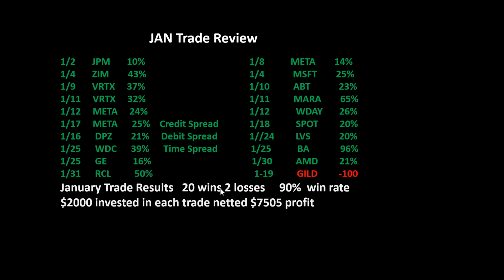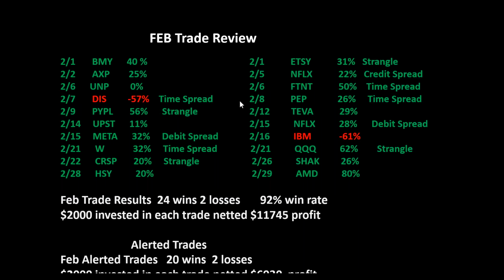We did 22 trades in the room, so not a lot of trades, but enough. 90% win rate. If you did invest $2,000 in each trade, you would have netted $7,500 basically in January following these trades. All right, February, similar results. Again, 24 and 2, a 92% win rate. This was our best month this year, by the way. That investment of $2,000 produced $11,745 over 26 trades.